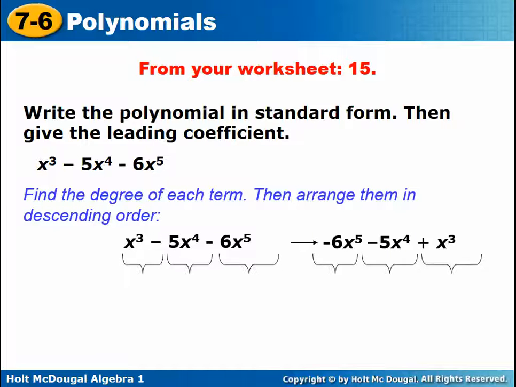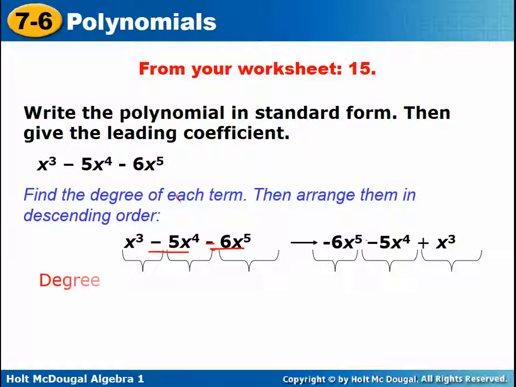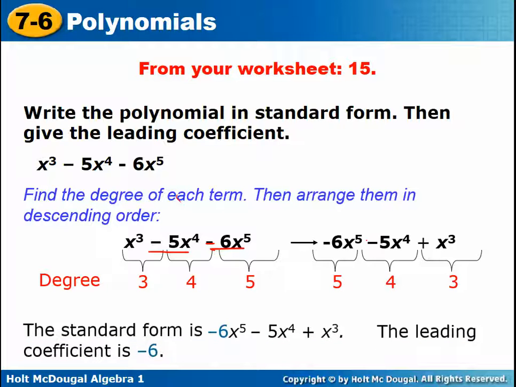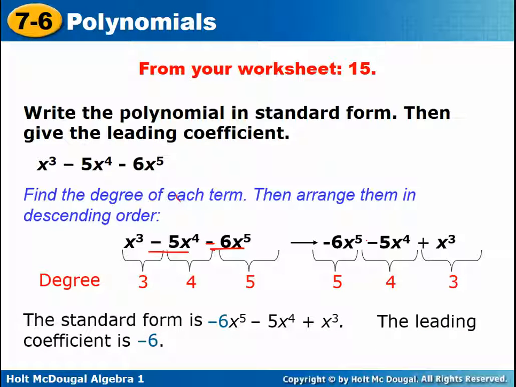So if we write that in descending order, we would get negative 6x to the 5th. Note that this minus sign goes with it. Minus 5x to the 4th. Again, this minus sign is part of that term. Plus x to the 3rd. And the leading coefficient then would be negative 6, the number in front of our leading term, our first term.